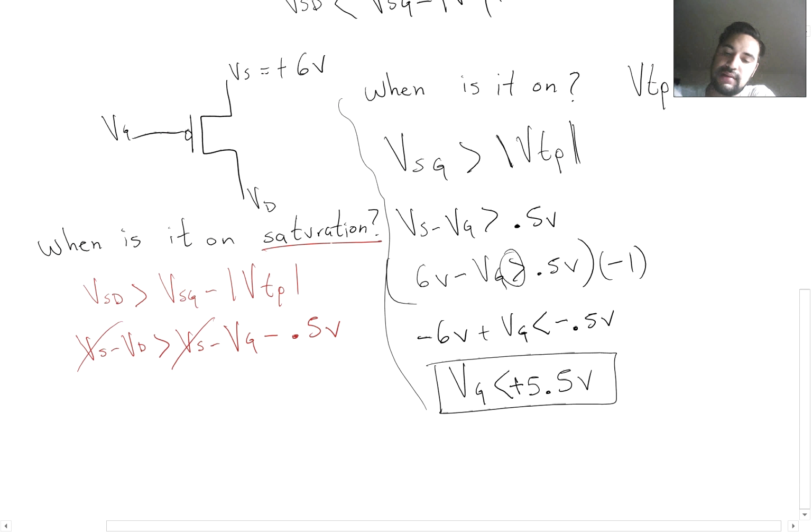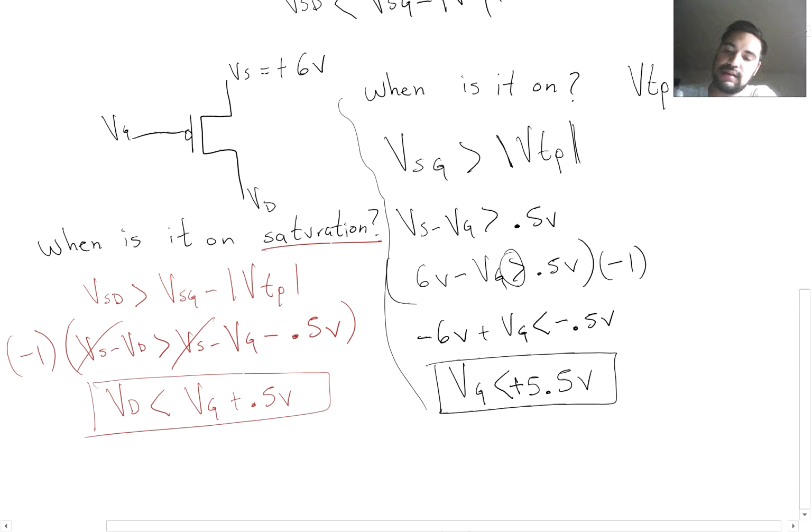Okay, so we can cancel this one. Let's multiply everything by minus 1 again. It's going to be Vd less than Vg plus 0.5 volts. And this has to be true so that it's on saturation.